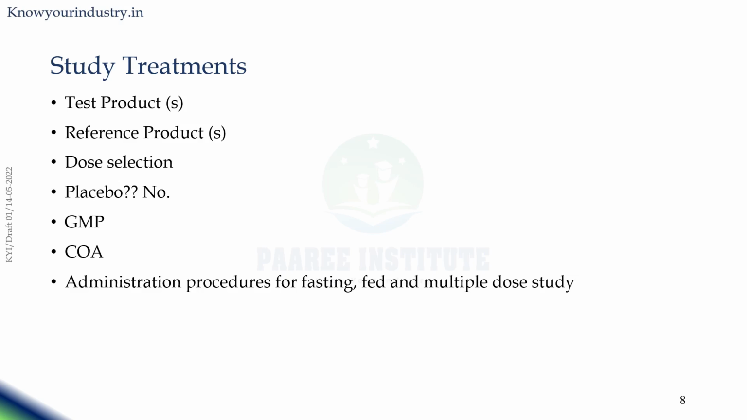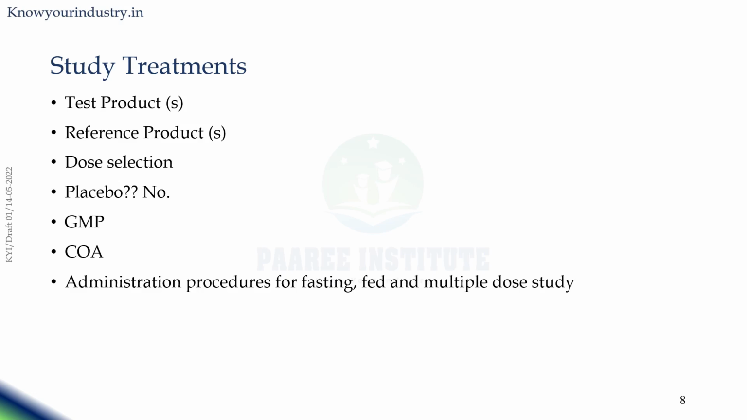Then there will be a reference product, which is already a marketed product against which the test product is tested. Then the dose selection, which is very important. There can be multiple strengths for the test product, so you have to select the dose for the bioequivalence study, which is generally the highest dose. Then whether placebo is used or not. In bioequivalence studies, there is no use of placebo because it is always an open label study.